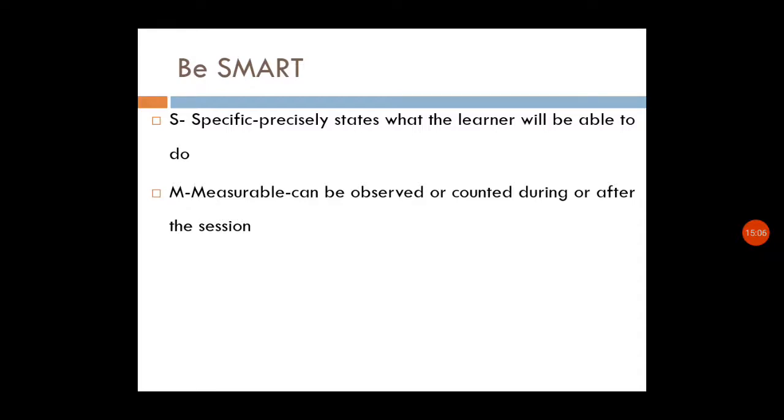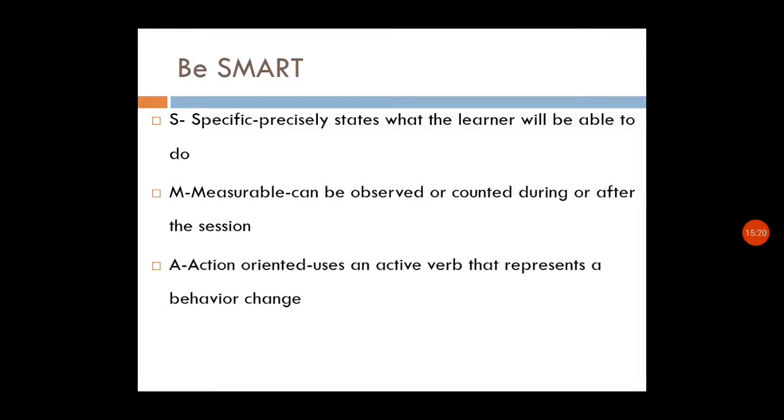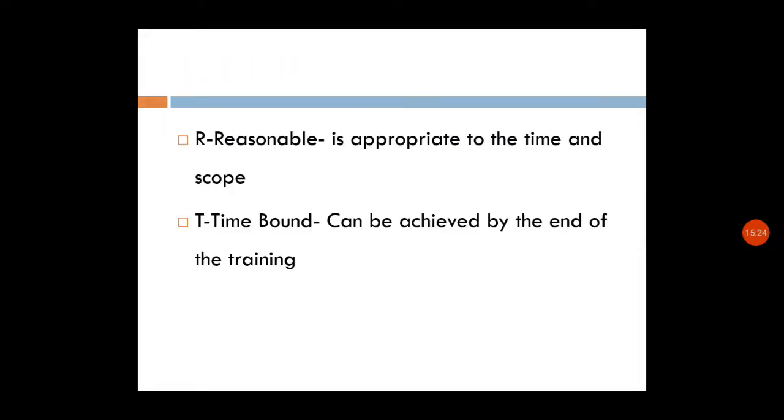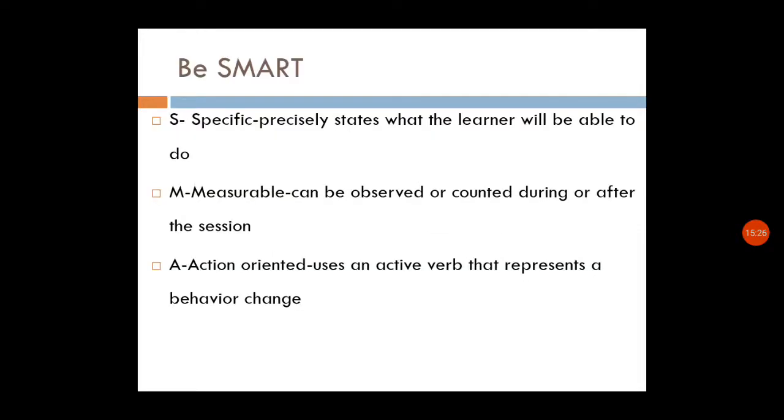So when the objective is written, it should be evaluatable, it should be measurable, so that some marks can be given based on the performance. The third one is action oriented. It uses an active verb that represents a behavioral change.